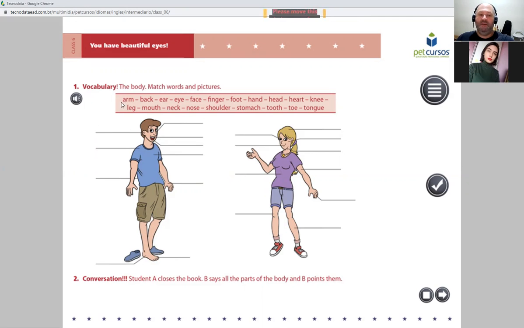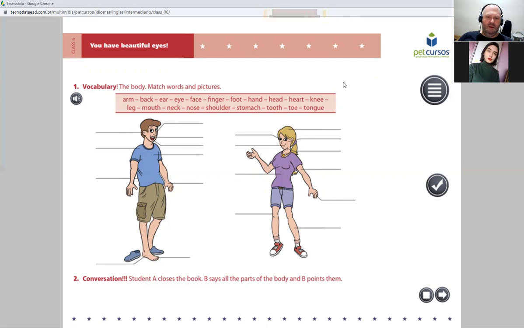Okay, now let's do one more time. Can you repeat the pronunciations, please? Let's go. Arm. Back. Ear. Eye. Face. Finger. Foot. Hand. Head. Heart. Knee. Leg. Mouth. Neck. Nose. Shoulder. Stomach. Tooth. Toe. Tongue.